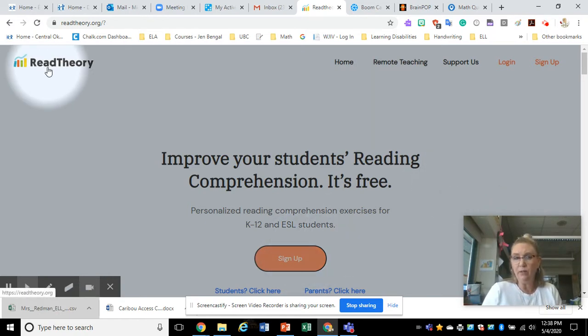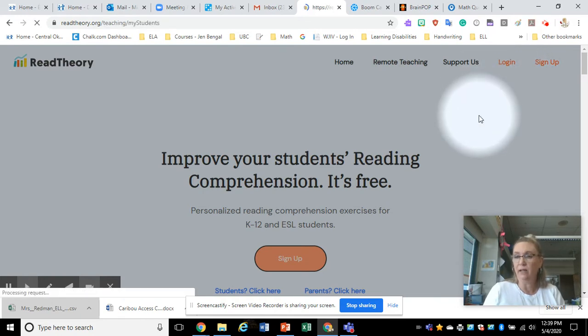The reason I like this one is because sometimes our ELL students can decode, they read fluently. However, their comprehension is lower. The nice thing I like about Read Theory is this is addressing simply comprehension. There is a placement assessment that happens as soon as they sign in, and it's self-leveling and self-adjusting.